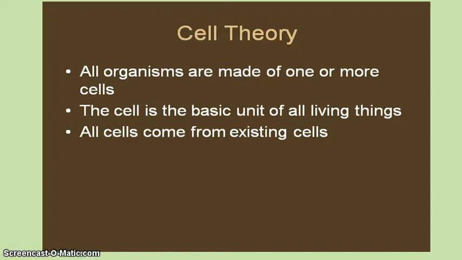But the cell theory has three basic parts. One, the first part says all organisms are made up of one or more cells. Hence the idea of made up of cells. And two, it says the cell is the basic unit of all living things. And there we're talking about both structurally and functionally. It is a building block as well as a functional piece of the living thing. And then third, all cells come from existing cells.